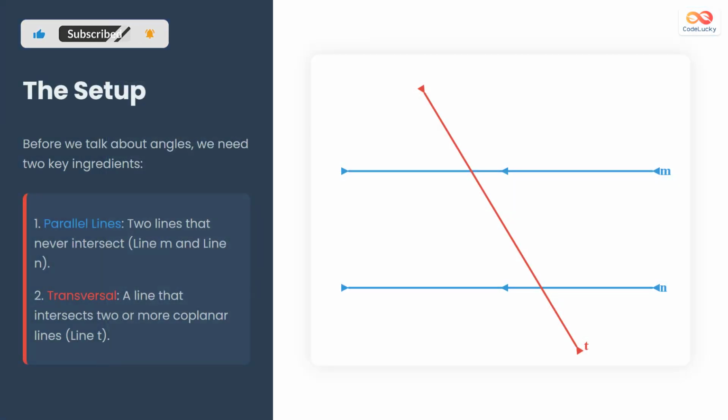First, let's set the stage. We need two parallel lines like lines M and N here. Remember, parallel lines never touch. Then we cut through them with a third line called a transversal, shown here in red. This creates two intersections.